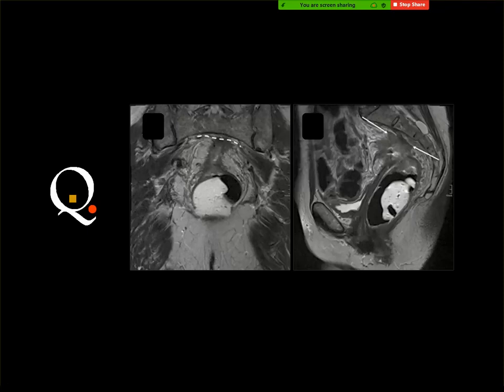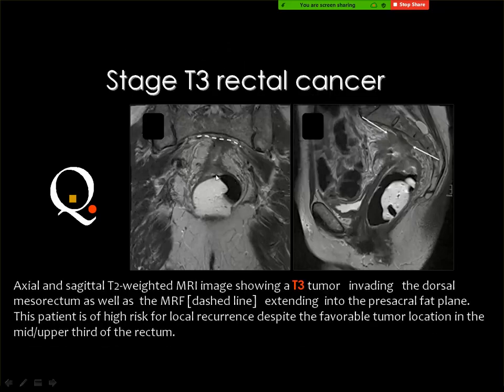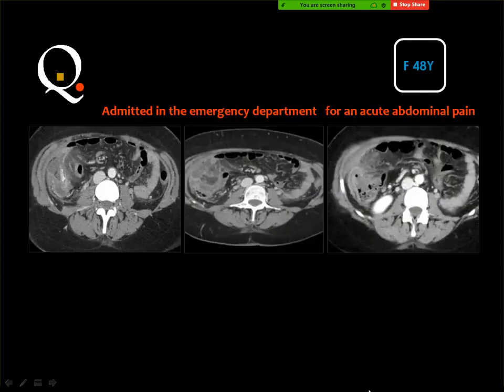Rectal polyp? No, cancer of the rectum. Stage? Stage 3. Very good. This is rectal cancer, stage 3, infiltrating the mesorectal fat along the rectal fascia, anterior and posterior aspects in the presacral area.